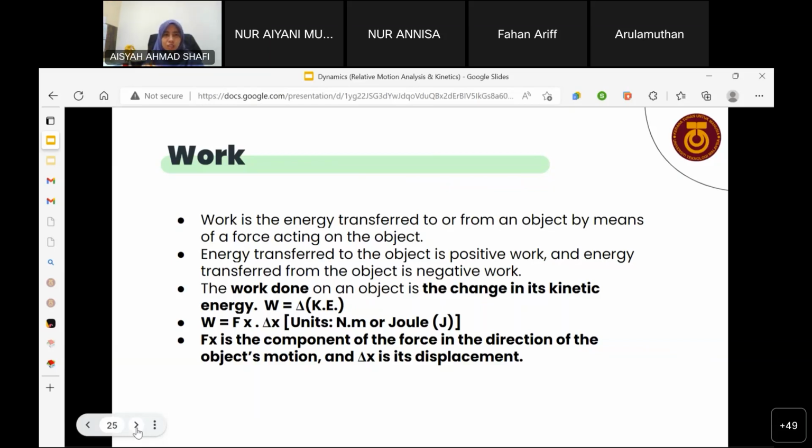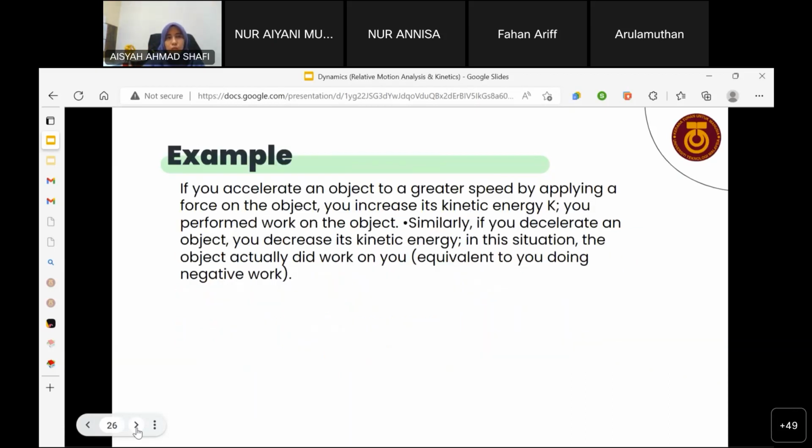Okay, the work done on an object is the change in its kinetic energy. So work actually is the change of the kinetic energy. And the formula of the work is Fx times the change of x. So the unit of the work is joule or Newton meter. Fx is the force in the direction of the motion, and delta x is the displacement. Okay, this is the work.